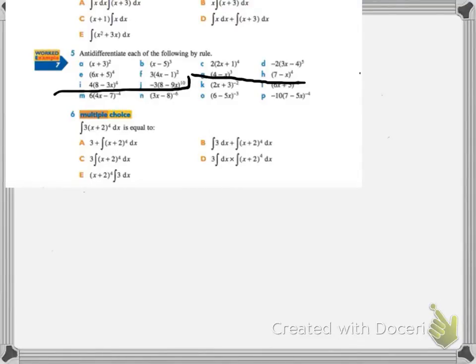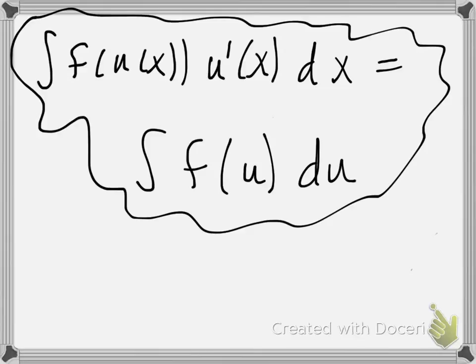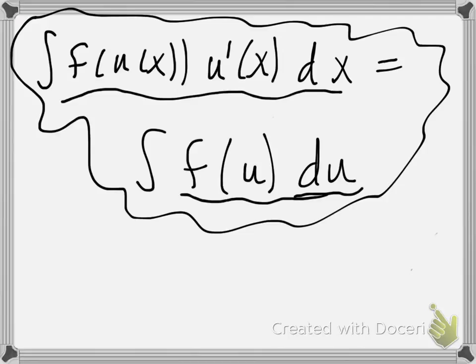Alright, so if you wanted to do the problems in part 5 using integration by substitution, then you would just follow this example. So this is a way to write integration by substitution. It just says that we can rewrite a function of x product as a singular function of u, as long as we can find what du is.